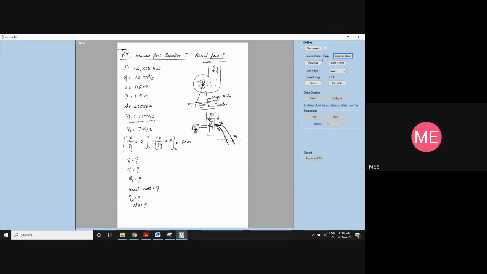V1 is nothing but right here. V1, velocity of water entering runner. V2, velocity of water leaving runner. V3, velocity of water entering draft tube. See, you may ask, what is the difference between V2 and V3?